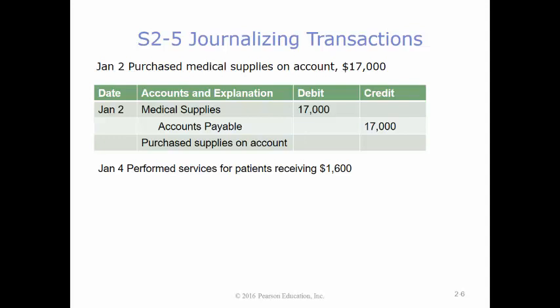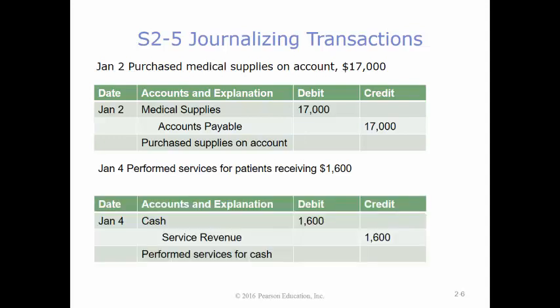On January 4th, it says we performed services receiving $1,600. Since this transaction says we received $1,600, that means we got cash. If we receive cash, which is an asset, we're going to debit it. So our debit will be to cash. If we performed services, that means that we have revenue. So our credit will be to a revenue account, which is called service revenue. So our transaction will be debit cash $1,600, credit service revenue $1,600.